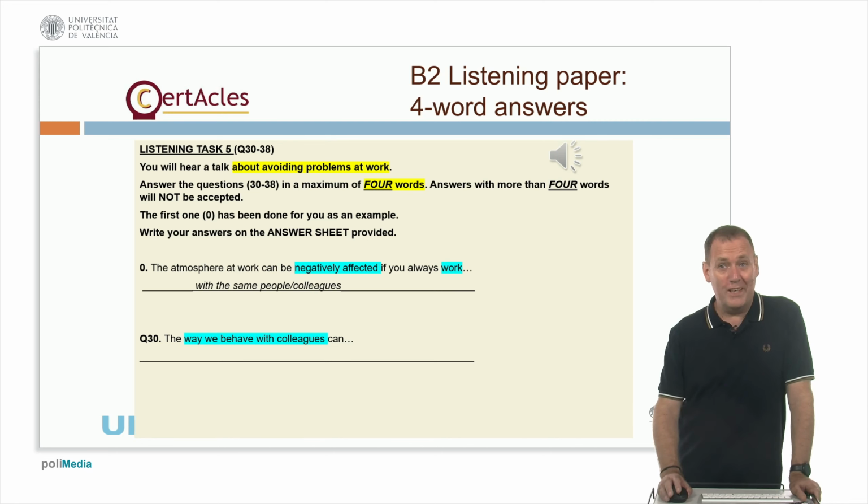So, what are the answers? As I said before, several answers can be accepted. The important thing is you show you've understood the idea. For example, in 0, we could complete the sentence with the same people and colleagues, or with the same people or with the same colleagues. Both of those would be accepted.